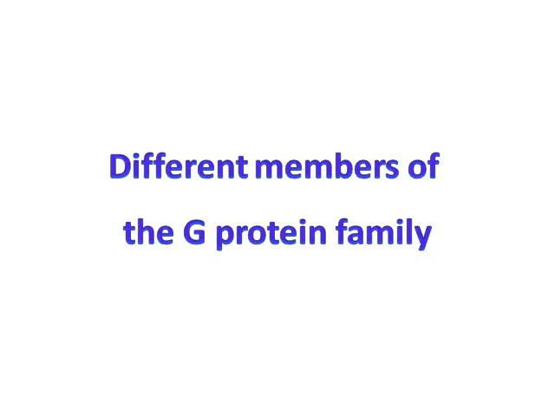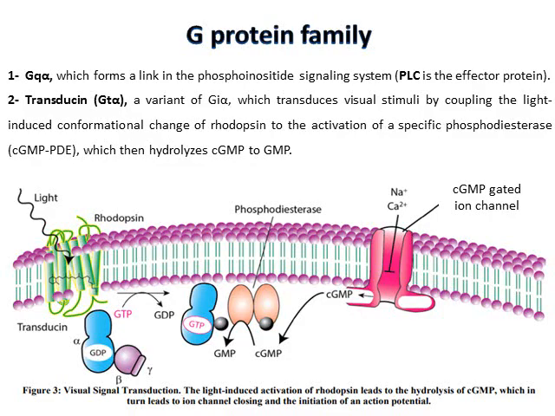In addition to GI and GS, we have different members of the G protein family that have different effectors other than the adenylate cyclase. Let's mention some of them. GQ alpha is a member of G protein that forms a link in the phosphoinositide signaling system with phospholipase C as effector protein. Of course, I'm not gonna go into details at this part of the chapter, but at the end of it, we're gonna talk in details about the phosphoinositide signaling system.